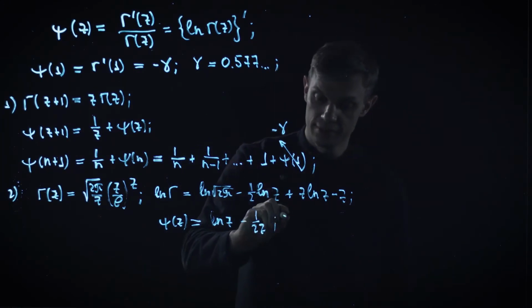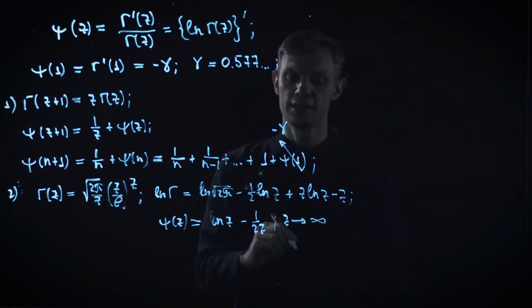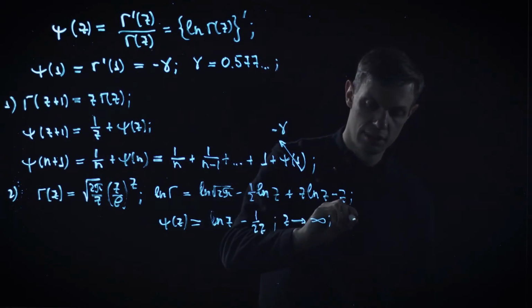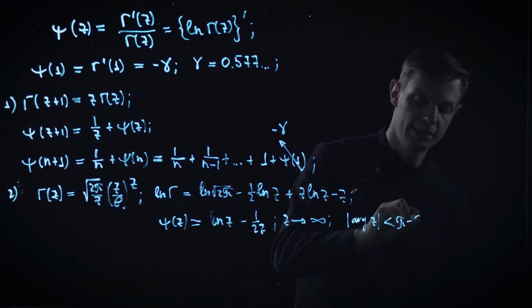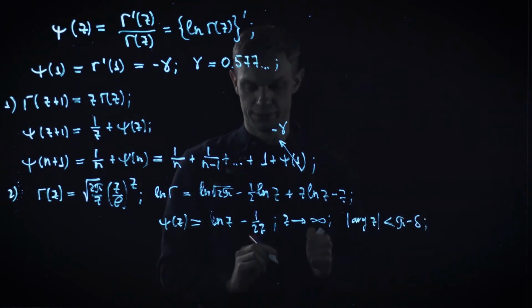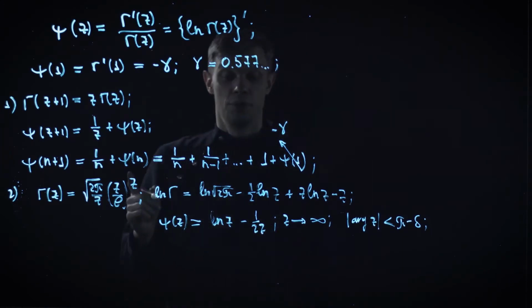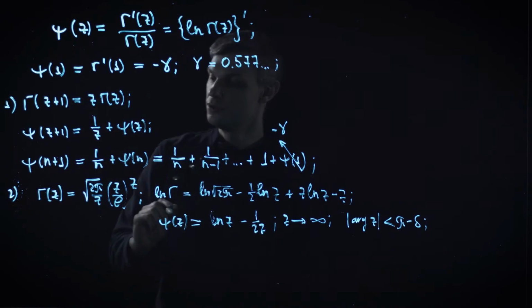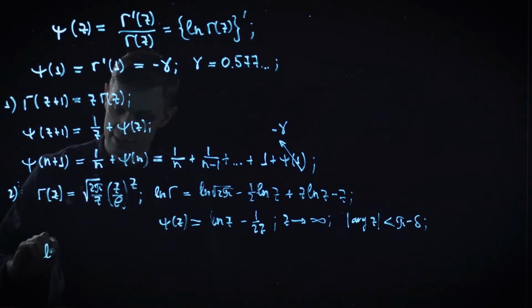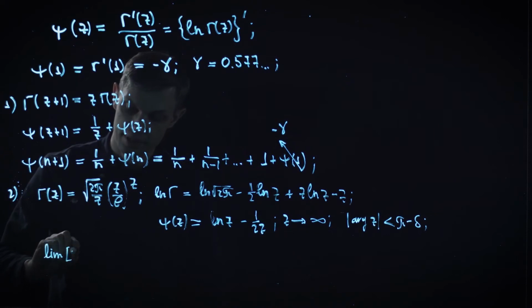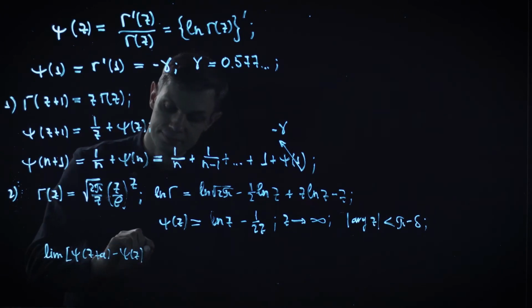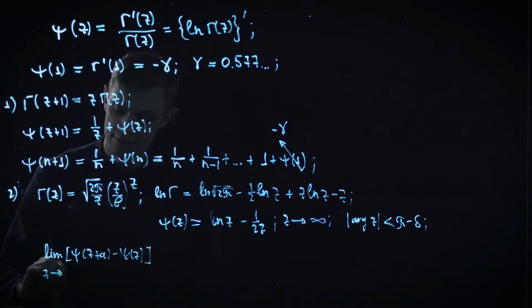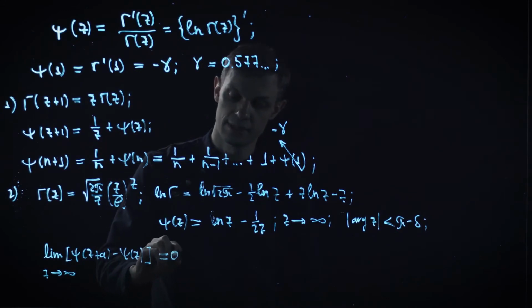minus 1 over 2z, as z tends to infinity, of course, and as you remember, the argument of z should belong to the following segment. The modulus of the argument is less than pi minus delta, where delta is an arbitrarily small number. Right. With this in mind, we can prove the following very useful identity. So the limit of psi of z plus a minus psi of z as z tends to infinity equals 0.